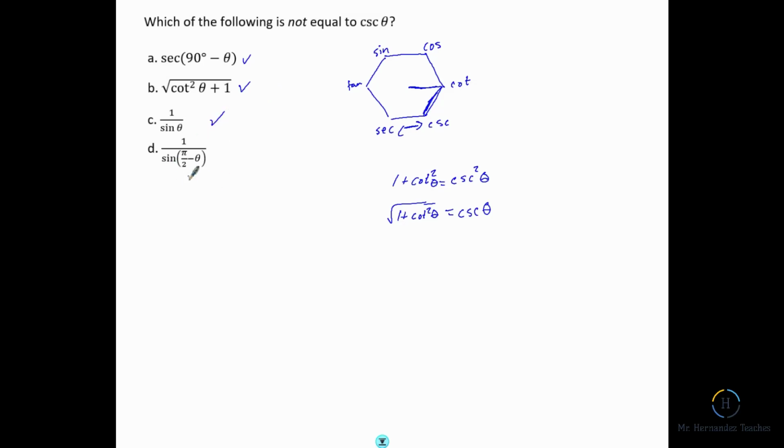Well, let's look at this. 1 over sine of pi over 2 minus theta. Well, that is that cofunction identity over here, so it ends up being 1 over cosine theta. Well, 1 over cosine theta is equal to secant theta. And secant theta is not what we're trying to get. We're trying to get to cosecant theta. So this D right here, that's going to be the answer to this question, because this one is not equal to cosecant of theta.